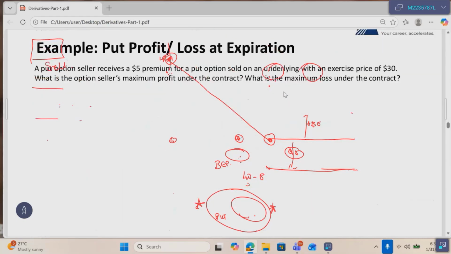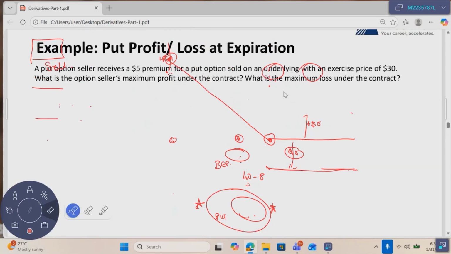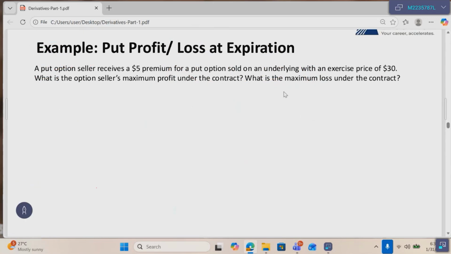Now, time for you to apply your thoughts and tell me what is the answer here. What is the seller's maximum profit and what is the maximum loss under the contract? Now, this is from a seller's point of view. So you do one thing, you think of the buyer, no? Leave the seller. Okay, see, the option seller receives a $5 premium.